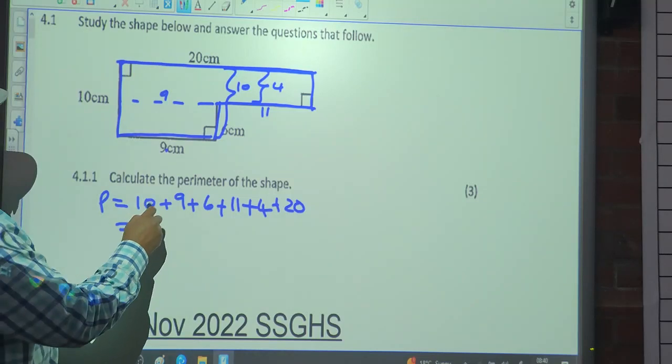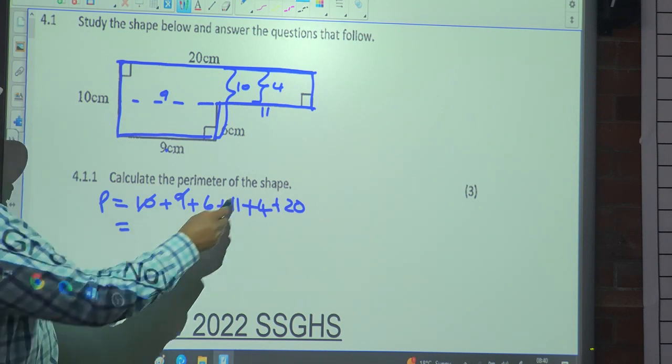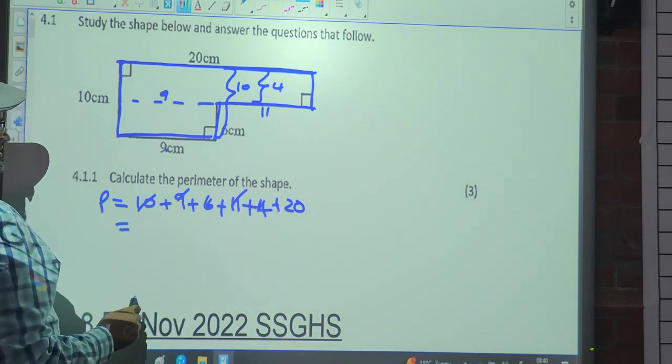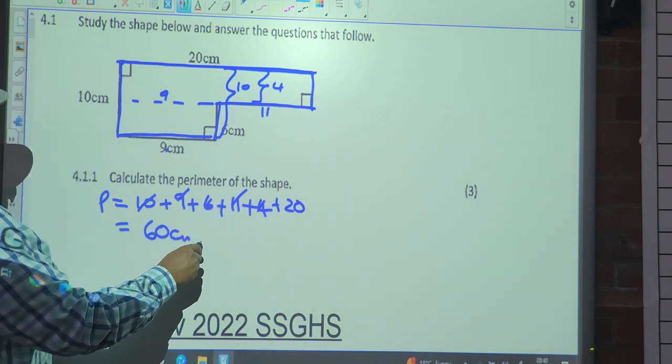Okay. So this is going to be 19, 30, 40, 60. Is that correct? Yes, sir. 60 centimeters.